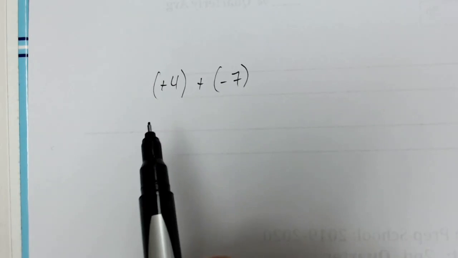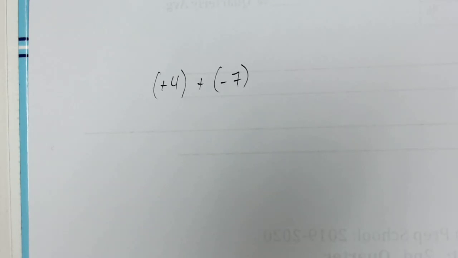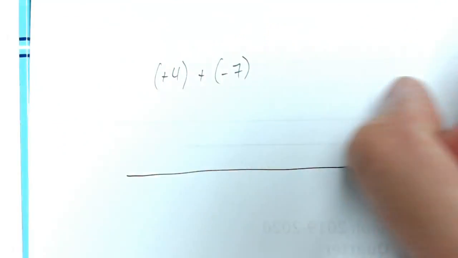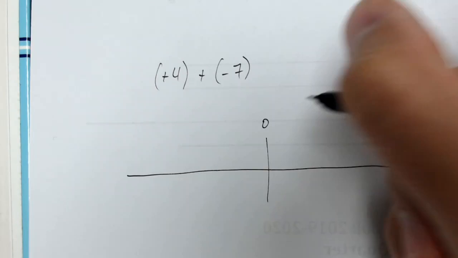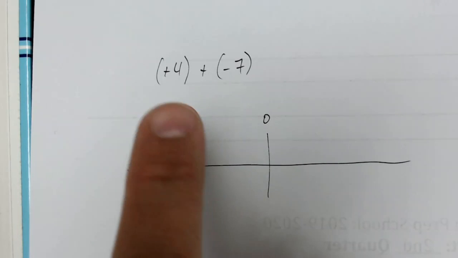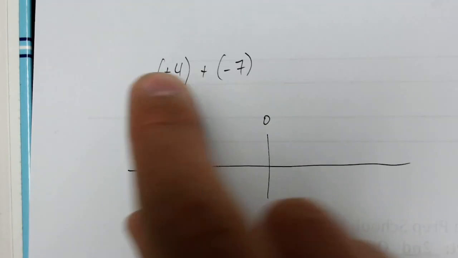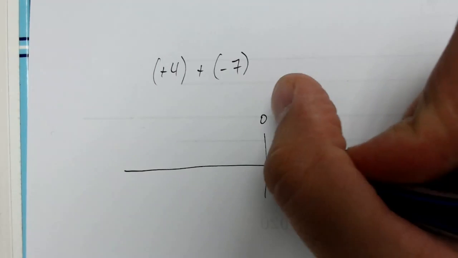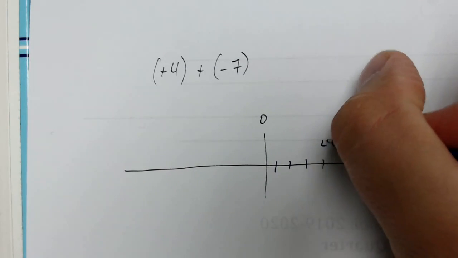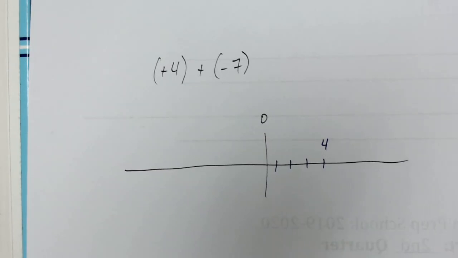So if I want to do positive 4 plus negative 7, what you have to do for now until we learn different ways to solve these problems, is you're going to draw an entire number line. All right, so first step, I'm going to draw a number line. I'm going to put 0. Okay, that's all I need to do. Now, what I'm going to do is I'm going to go to my first number. My first number is positive 4. So I go 1, 2, 3, 4, and I've got positive 4. That is my starting point.